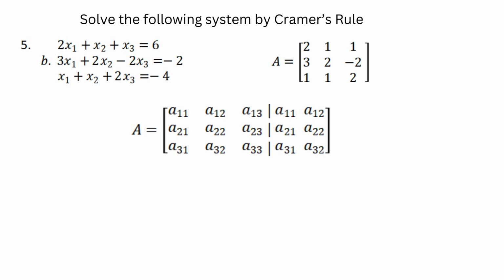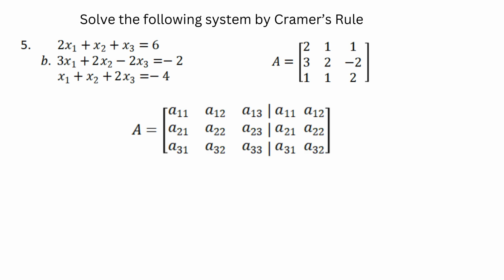For our third item, I have chosen number 5 letter B, and we are going to solve the linear system by using Cramer's rule. 2x sub 1 plus x sub 2 plus x sub 3 is equal to 6. 3x sub 1 plus 2x sub 2 minus 2x sub 3 is equal to negative 2. x sub 1 plus x sub 2 plus 2x sub 3 is equal to negative 4.